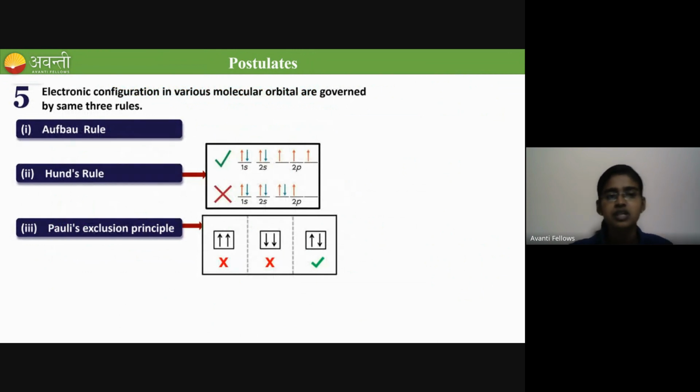Coming to the last postulate, the electronic configuration in various molecular orbitals is governed by the same three rules that we use to fill up the electrons in the atomic orbital: Aufbau principle, Hund's rule, Pauli's exclusion principle. What is Aufbau's principle? Electrons are arranged in the increasing order of energy level. In the same way, electrons are arranged in the increasing order of their molecular orbital energy level. And Hund's rule: no pairing occurs until all orbitals are half full. The same thing we have to follow here also. Pauli's exclusion: one orbital can take only two electrons, and those two electrons should have opposite spin. You have to follow that for molecular orbitals also for filling up the electrons.